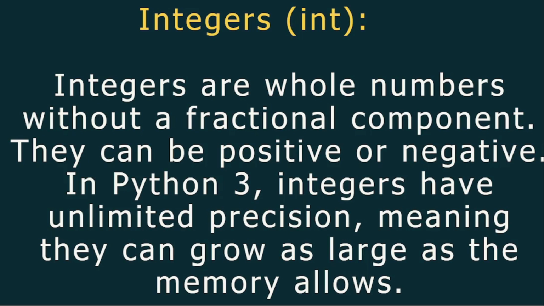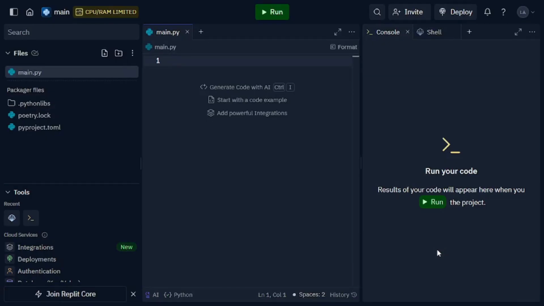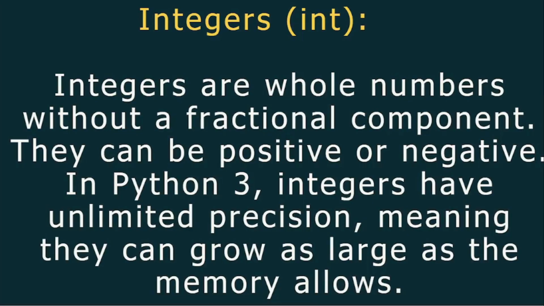Let's have an example for this. If we take a variable, we can assign 10, which is an integer. If we have negative values, we can assign minus 5, which is a negative value. In this example, a and b are both integers. You can perform all the useful arithmetic operations like addition, subtraction, multiplication, and division with these integers.